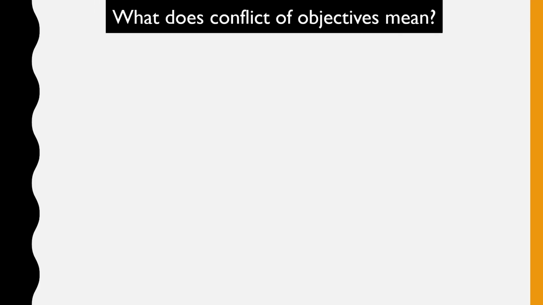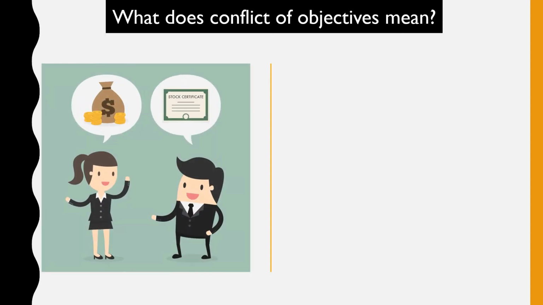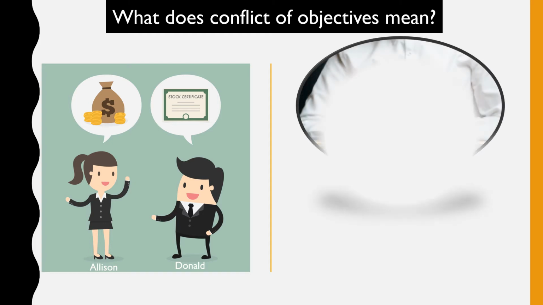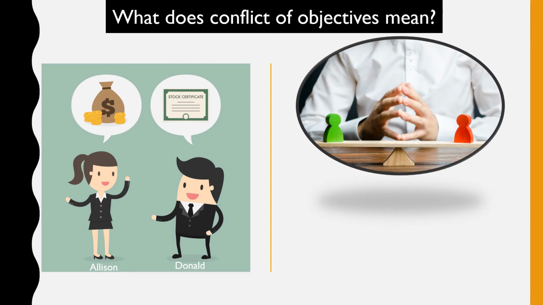Now, what does conflict of objectives mean? Let's take an example of two stakeholders in a business. Let's look at Alison, who's an employee of your organization, and Donald, who represents all the other shareholders. Alison is demanding a better salary, while Donald, who represents the shareholders, would want more shares, of course, to increase his value in the company. Now, what does a business or an employer like you do when you are faced with these conflicts?